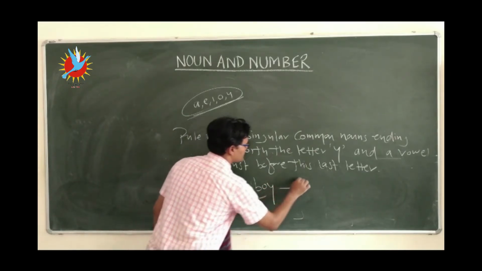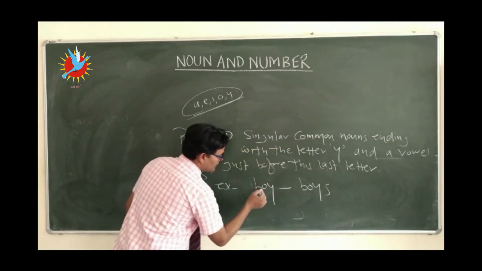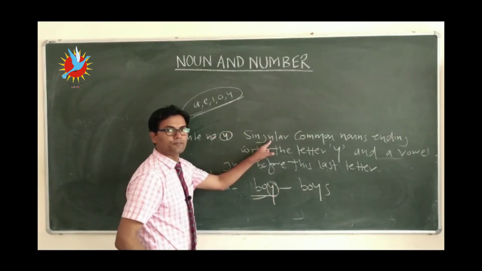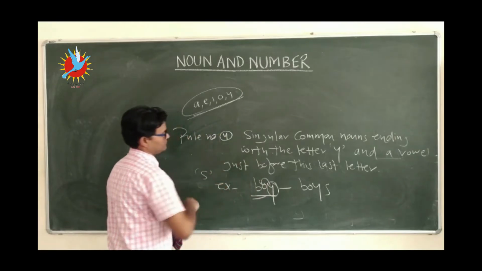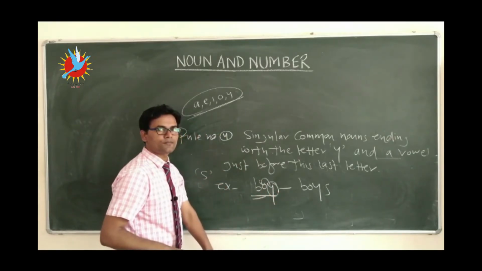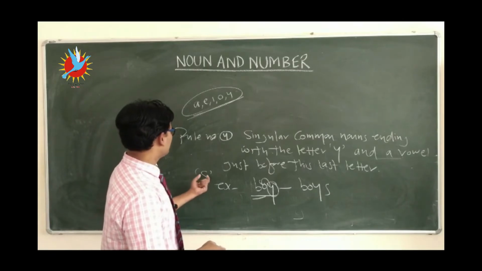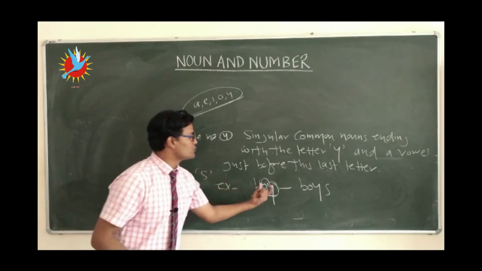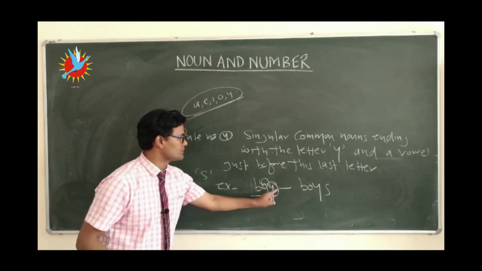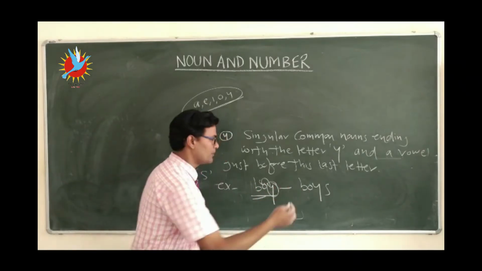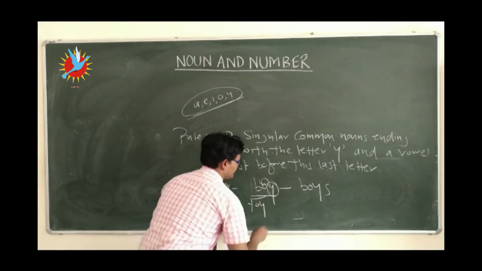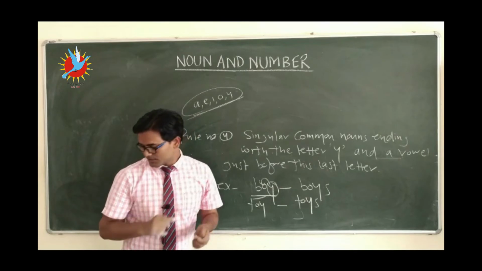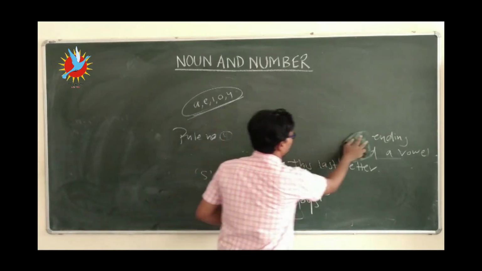boy, it becomes boys. You know, this noun is ending with the letter Y according to the rule, and there is a vowel O just before this last letter. So what does the rule say? Just add S. No need to remove Y. In the previous rule, we removed Y, but here there is no need to remove this Y. It becomes boys. One more example. Toy. It becomes toys. Okay? Good.